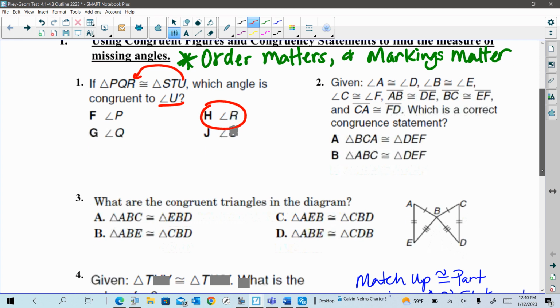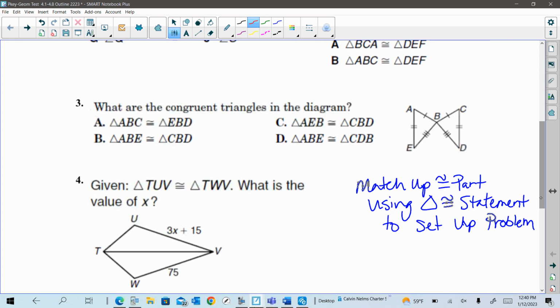Now, for something like number 3, what are the congruent triangles? You have to pay attention to the order of your markings. This first one says triangle ABC. Well, if I trace that, that's not a triangle. That doesn't even exist. So that's not an answer choice. If I go to C, it says, what about AEB? Well, A to E to B, yes, that makes a triangle.